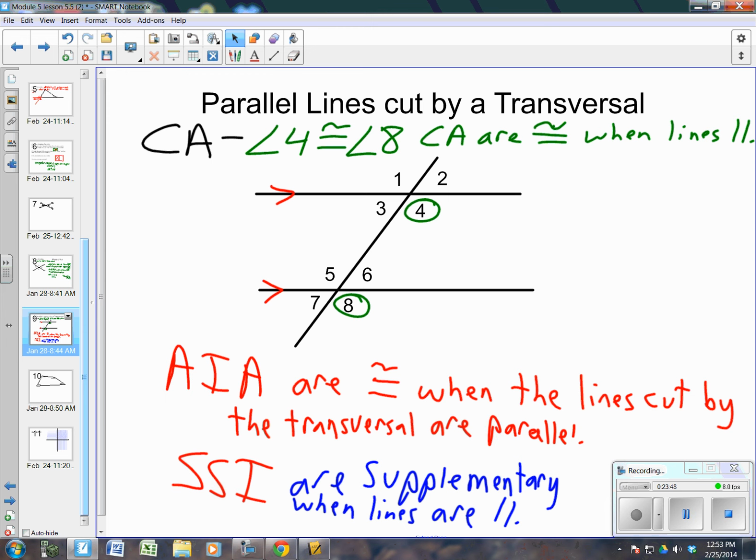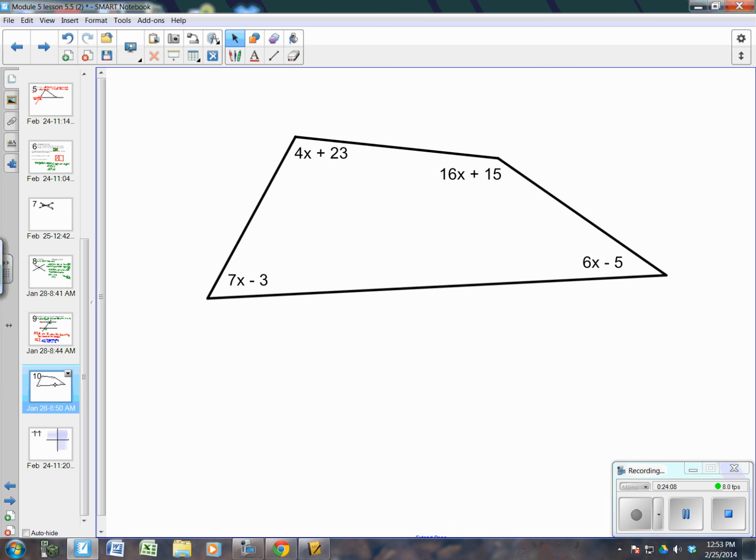Most books teach about exterior angles, and I don't know why this one's not, but see 7 and 2, these are called alternate exterior angles. What do you think they are? Congruent. How about 1 and 8? Congruent. Okay, so those are called alternate exterior angles.